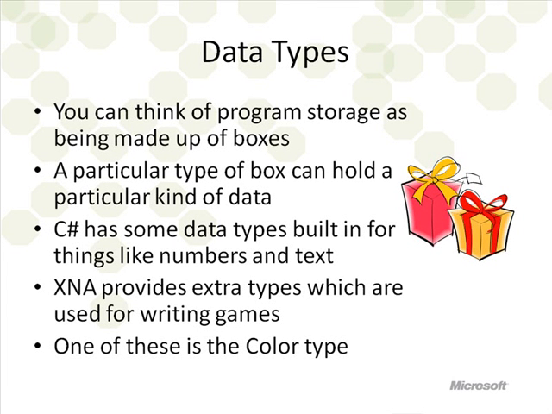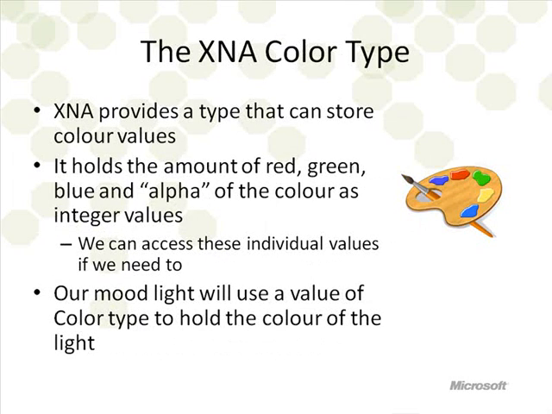I have another type for strings, and so on and so on. But XNA has built on this and said, okay, I'm going to make a new type called color, which will hold color information. And so I can make variables of this type, a variable basically meaning an instance of a box of that type, and I can put things in it. It holds the amount of red, green, blue and alpha as integers.